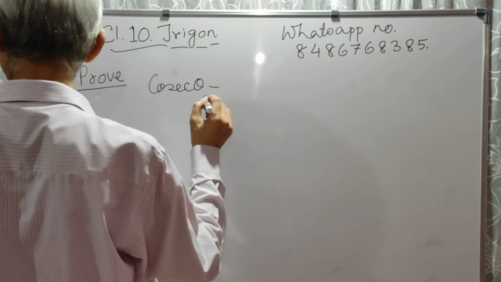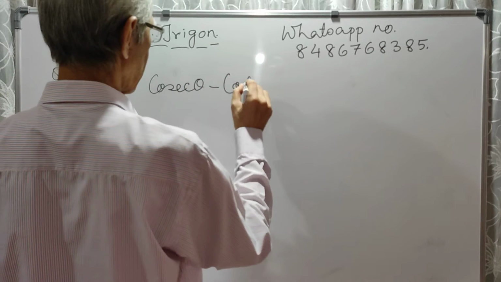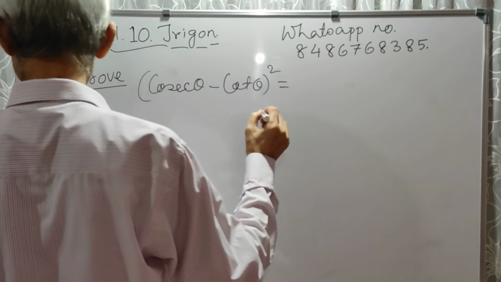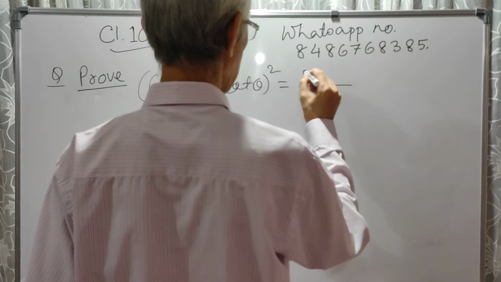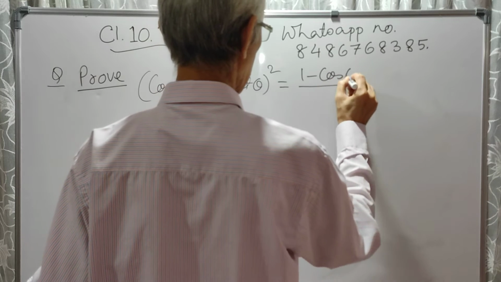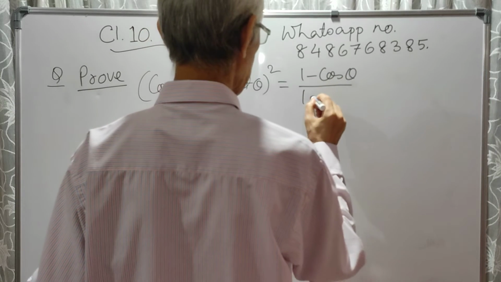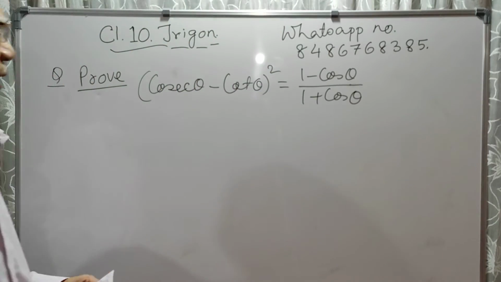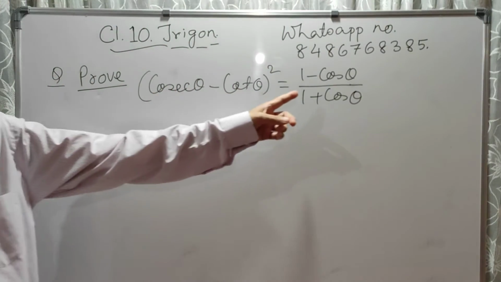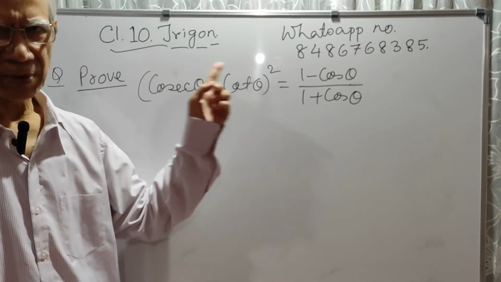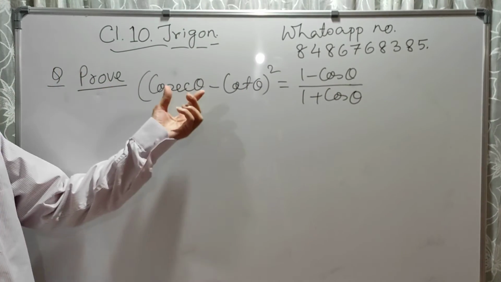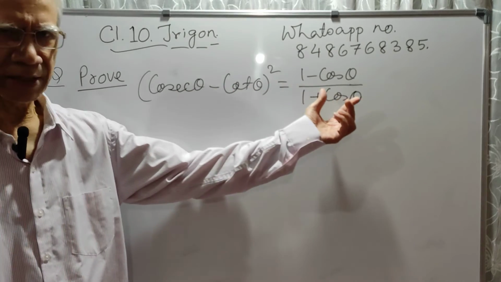Prove (cosec theta minus cot theta) whole square equals 1 minus cos theta by 1 plus cos theta. So this is an identity. This type of thing is called an identity. Now you have to prove this identity. That means you have to prove left hand side equal to right hand side.